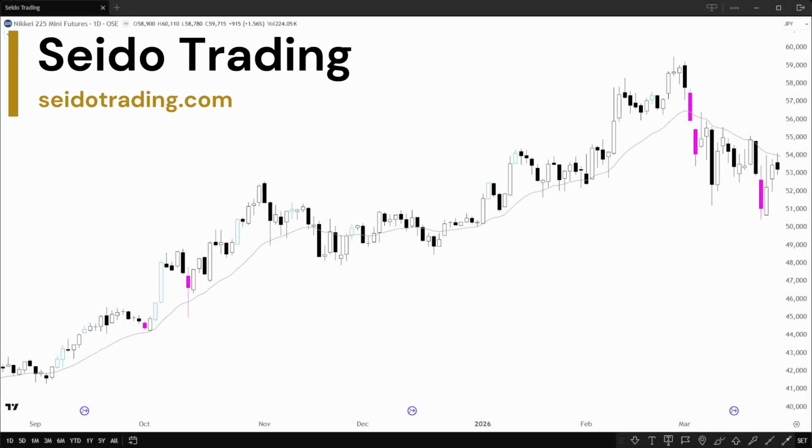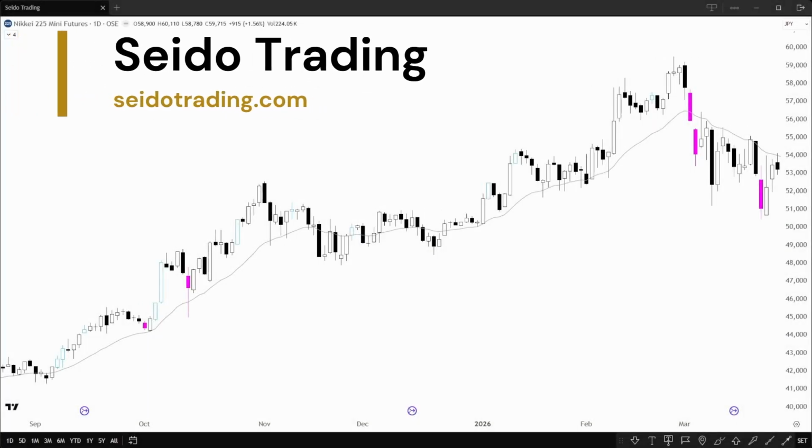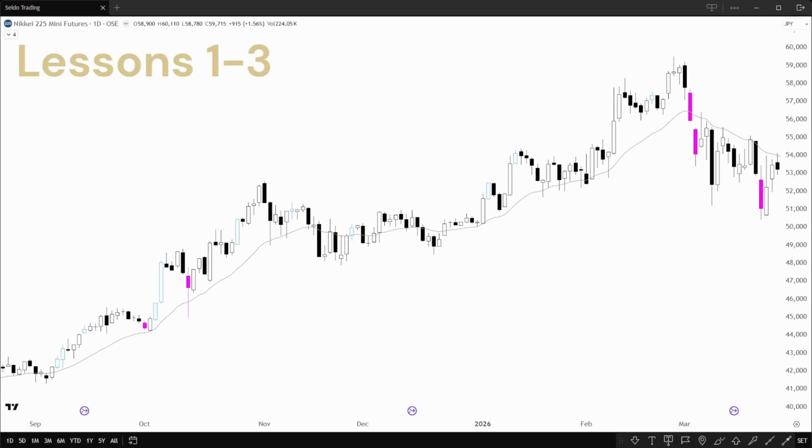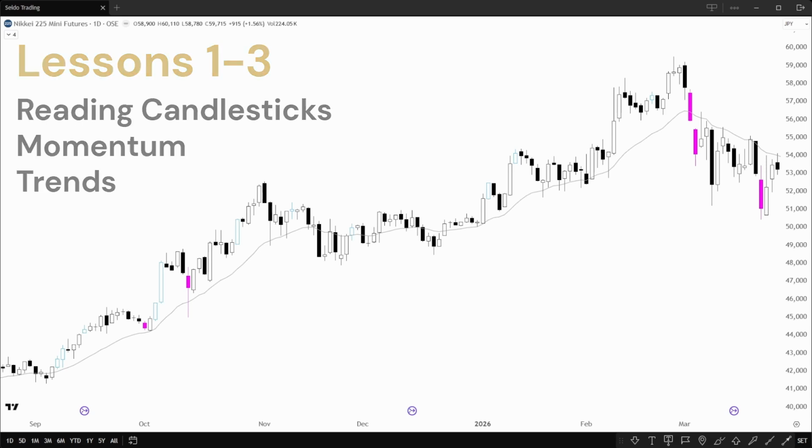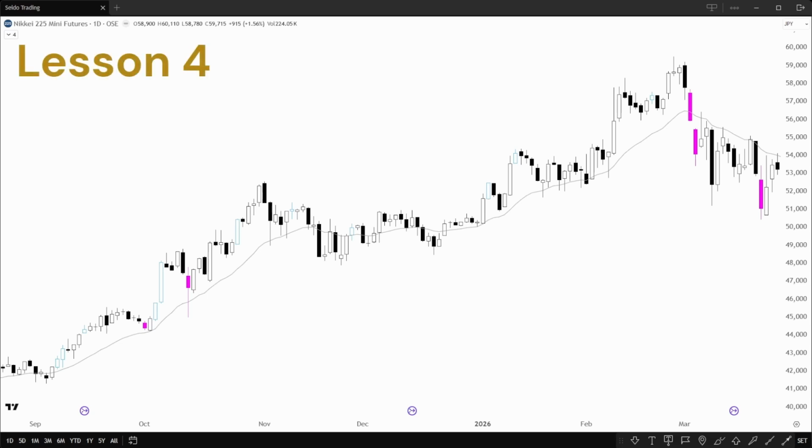This is lesson 4 of the Seido Trading Learn to Trade series. Up to this point, you've learnt how to identify candlestick behavior. You've learnt how to recognize momentum and how to understand trends. This lesson's all about simplifying decision making and removing any internal conflict that causes hesitation, inconsistency, and emotional trading.